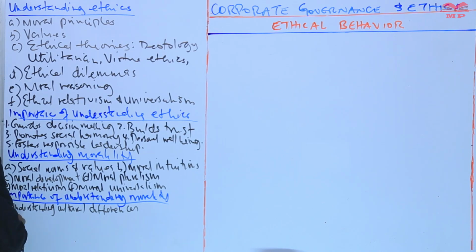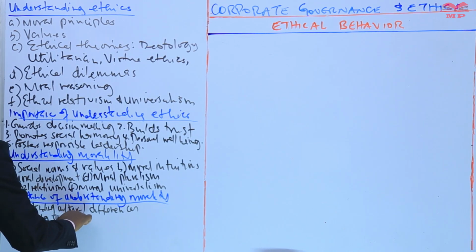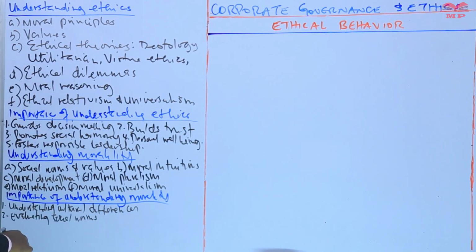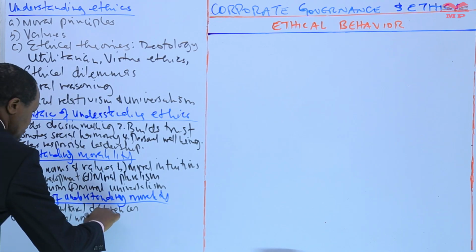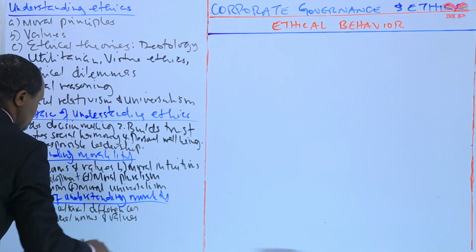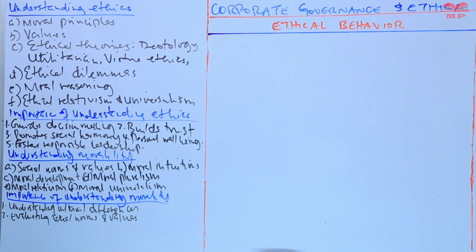Two, evaluating social norms and values. Evaluating social norms and values. By understanding the origins and functions of moral norms and values, we can critically evaluate their validity and relevance in our own lives and community.